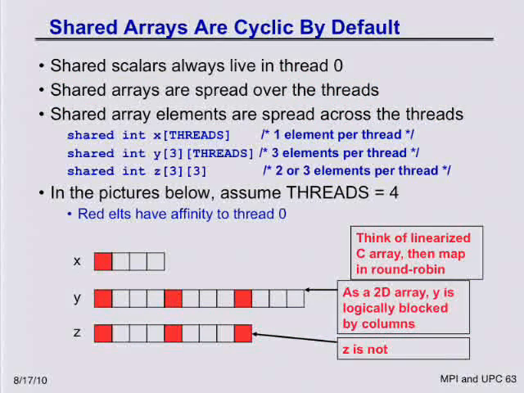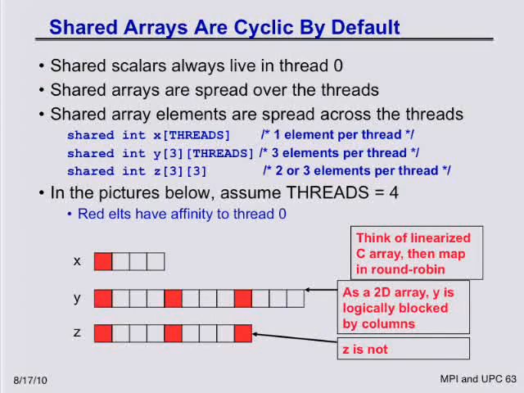You can also build shared arrays, and these arrays are going to be spread out over the processors in the shared address space. This gives you an idea of how different declarations of an array, X, Y, and Z, will be shared. What you see in red is the element, or the set of elements, that's stored on thread 0 in each one of these cases.